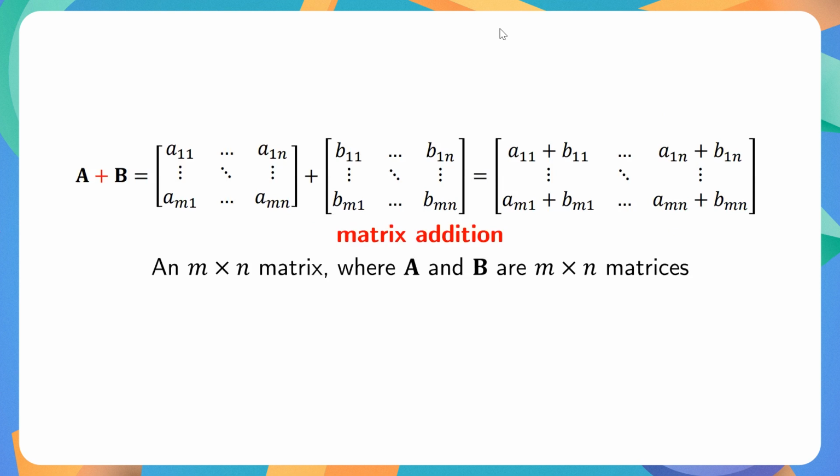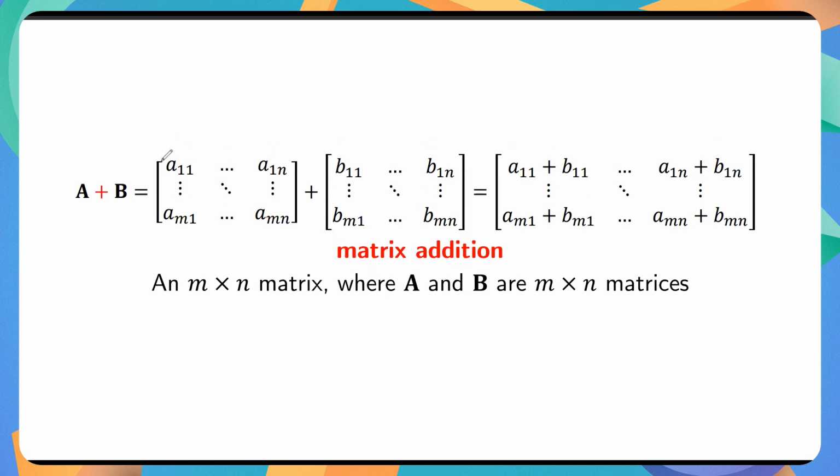We have matrix addition, wherein the result is an m by n matrix, where A and B are m by n matrices. What you're basically doing in matrix addition is adding them component-wise. So A11 and B11, when you add them together, give the first element of the m by n sum matrix, A sub 11 plus B sub 11. Another thing to take note of is that A and B must have the same dimensions in terms of their rows and columns. Otherwise, matrix addition would not work.